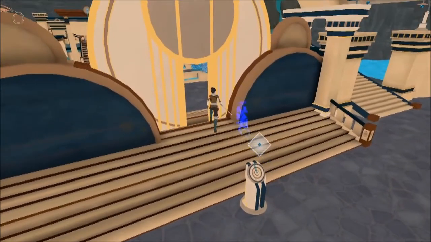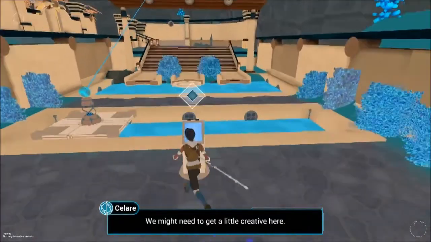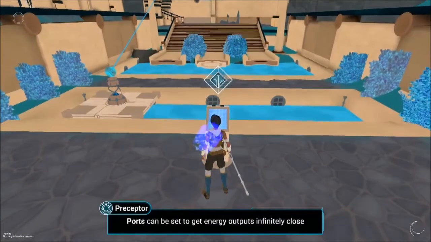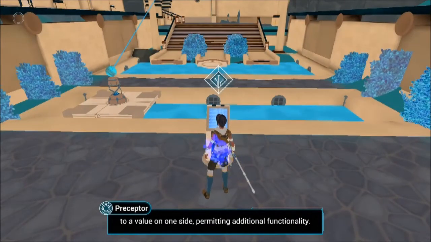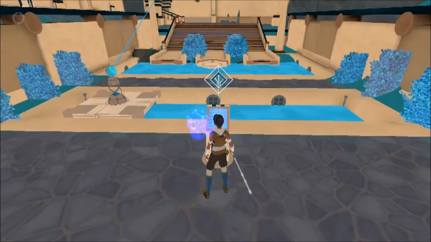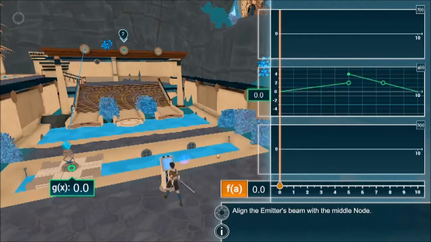So now we can get through this door. We might need to get a little creative here. Ports can be set to generate outputs infinitely close to a value on one side, permitting additional functionality. So we're going to have to move this thing so that the beam actually hits the right place. We want it to move to the 2.